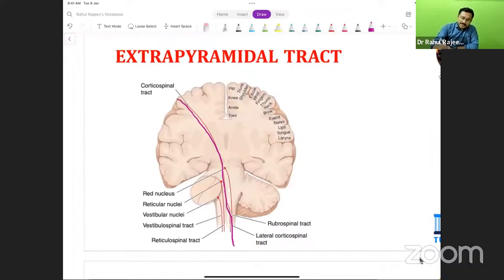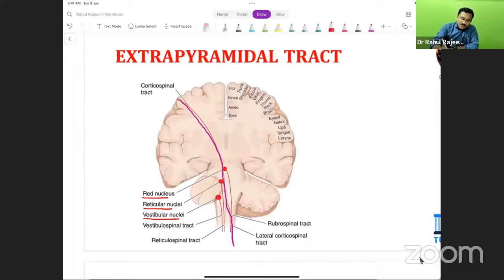Now, I want you to focus on the fact that there are certain nuclei in this picture. One is a red nucleus. I can see reticular nucleus. I can see vestibular nucleus. So there are certain nuclei. And where are they located? They are located in the brainstem. Understood? They are located in the brainstem.